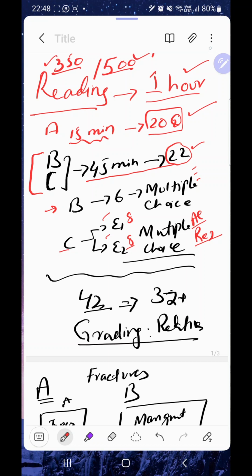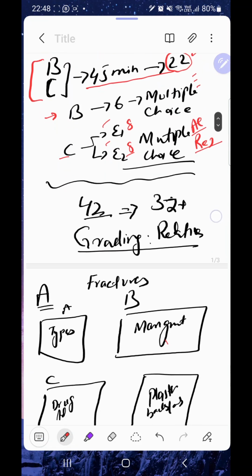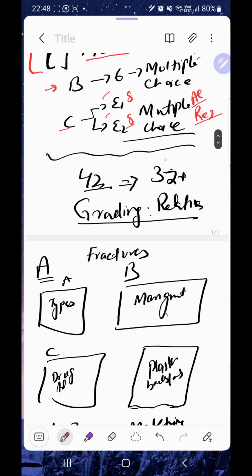But the point of discussion in this class will be part A. The passing score that is considered to be 32, but the grading is relative, it's not absolute. So we have to expect some high number in there.